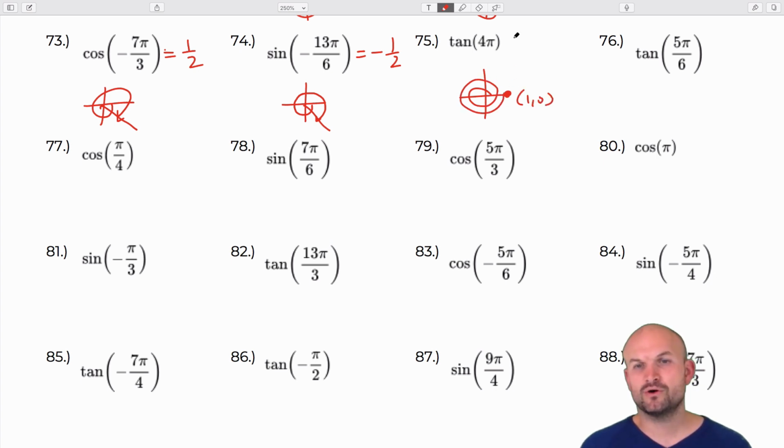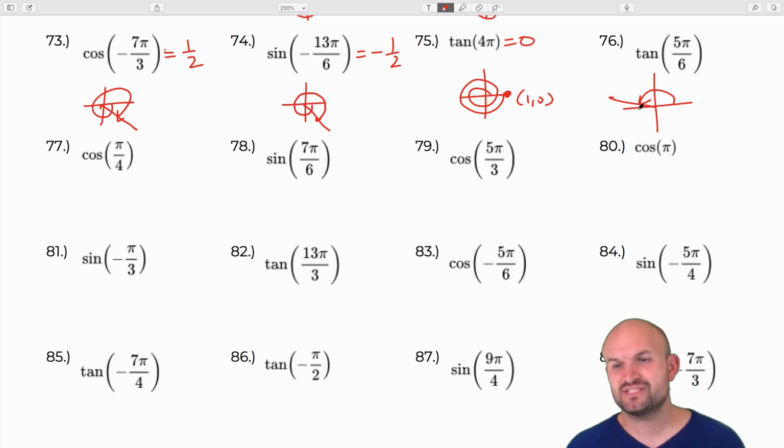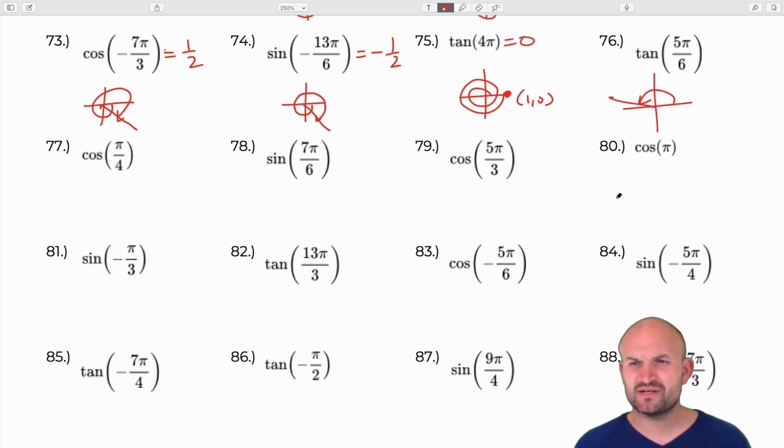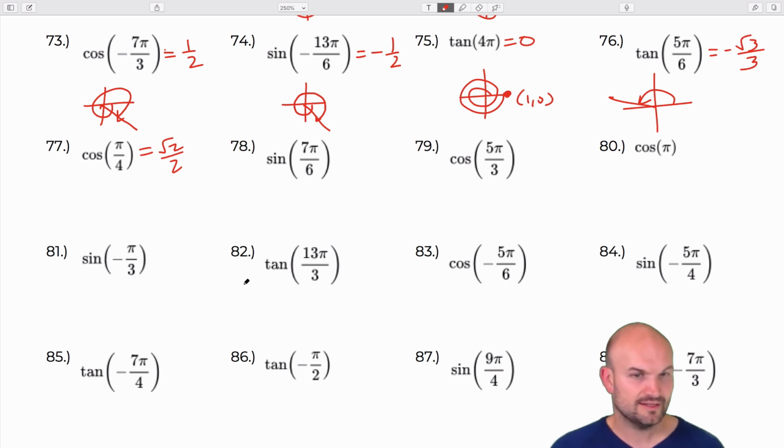1, 0, 0 over 1 is just 0. 5 pi over 6 takes you there. And at 5 pi over 6, you guys can see that, let's see here. 5 pi over 6 has reference angle of pi over 6. It's in the second quadrant, so it's negative. So it would be a negative square root of 3 over 3. Cosine of pi over 4. Oh, thankfully. Get those first quadrant ones back again.